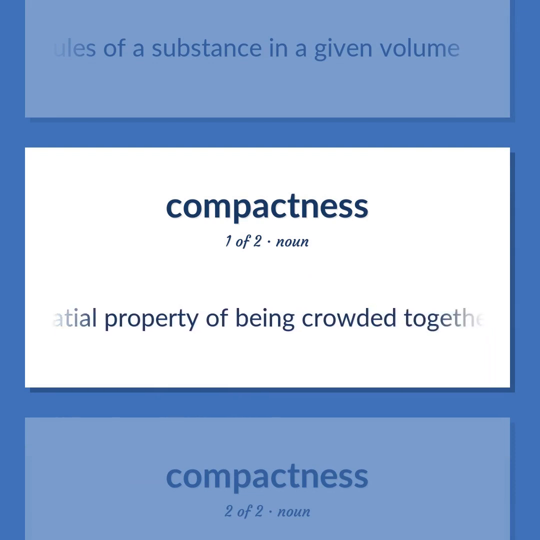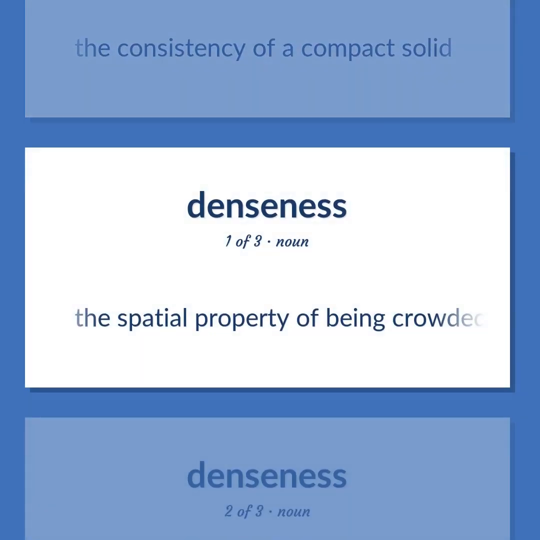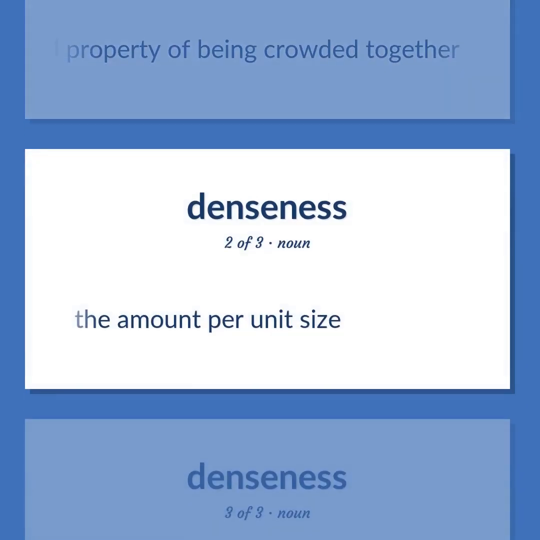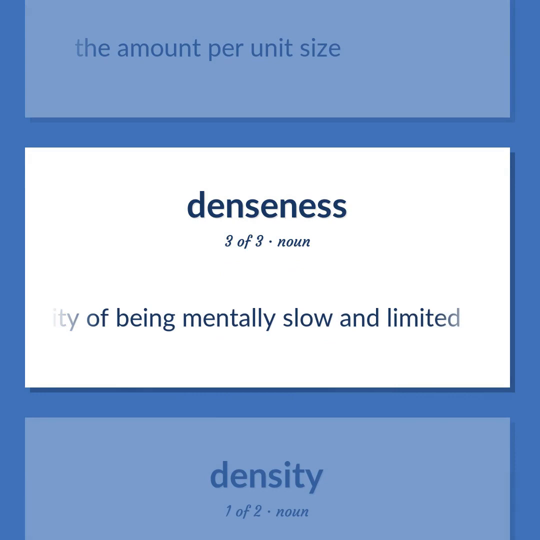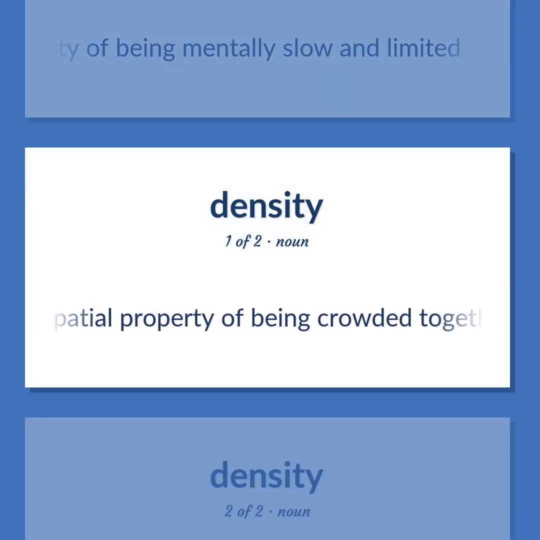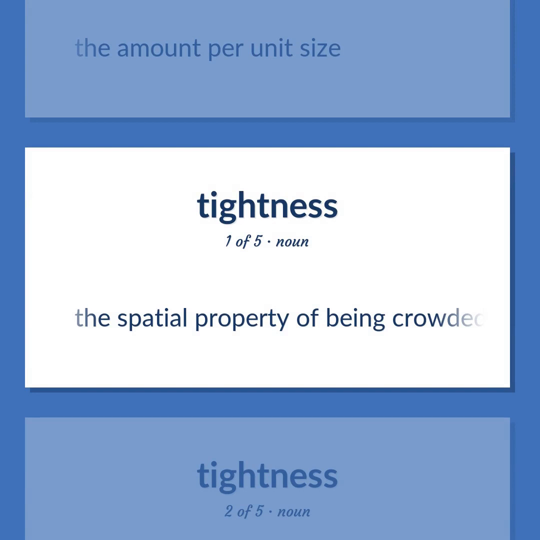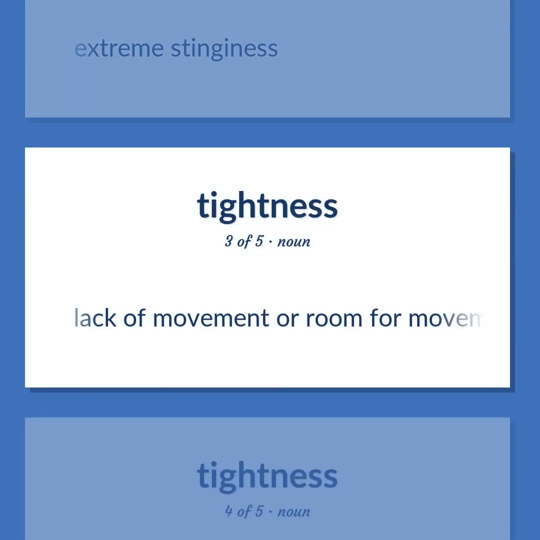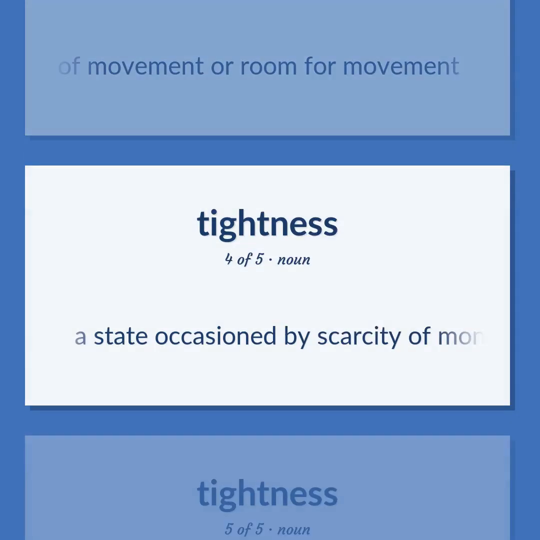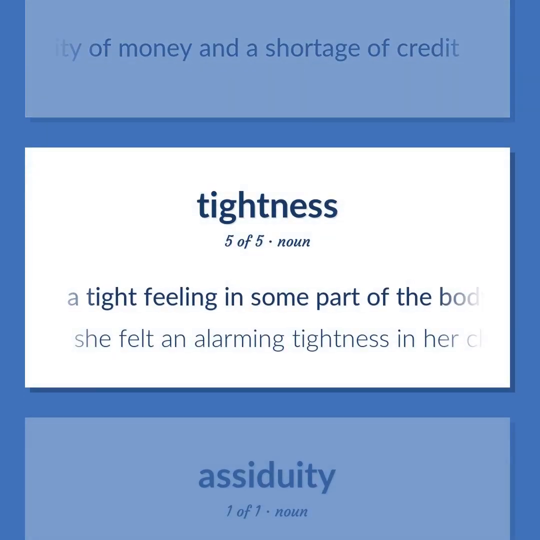The spatial property of being crowded together. The consistency of a compact solid. The amount per unit size. The quality of being mentally slow and limited. Extreme stinginess. Lack of movement or room for movement. A state occasioned by scarcity of money and a shortage of credit. A tight feeling in some part of the body. She felt an alarming tightness in her chest.